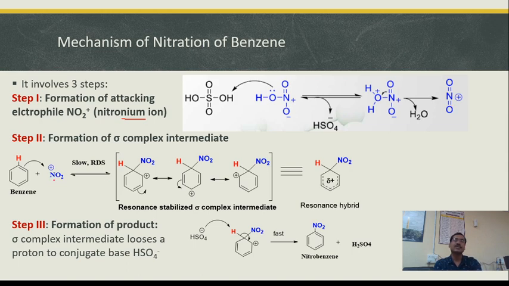So for the sake of simplicity, I am just writing NO2 positive, but you should keep this particular picture in your mind that NO2 positive will be like this. So attack will be on the nitrogen, not on the oxygen. Now, this is your attacking electrophile and it will be attacked by the benzene ring, which is nucleophilic in nature. The pi bond will attack.